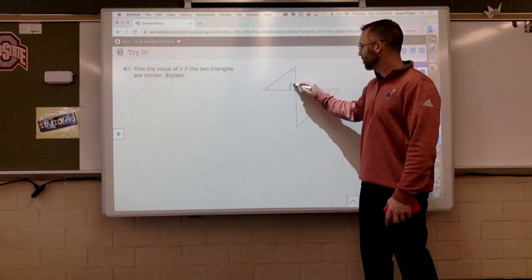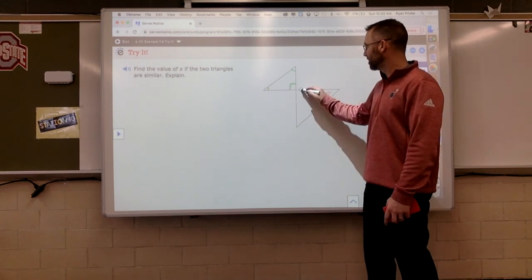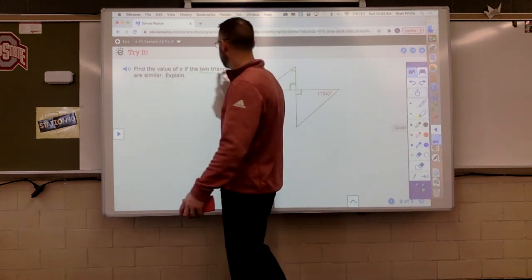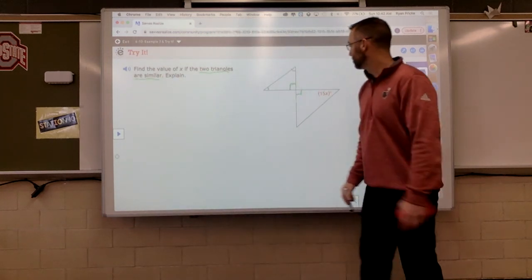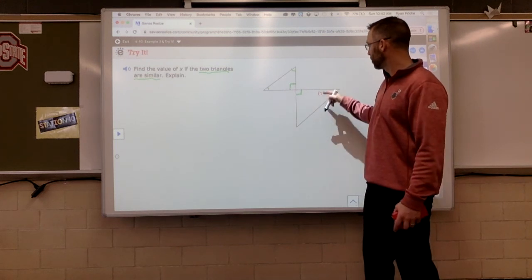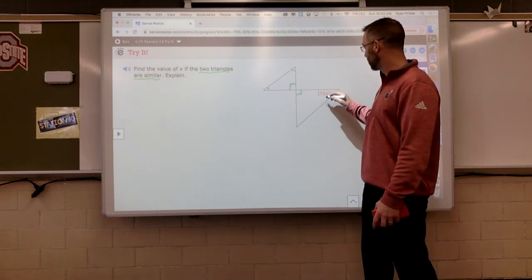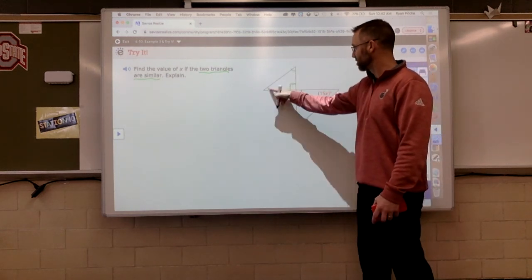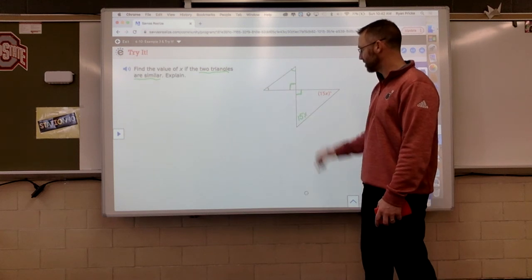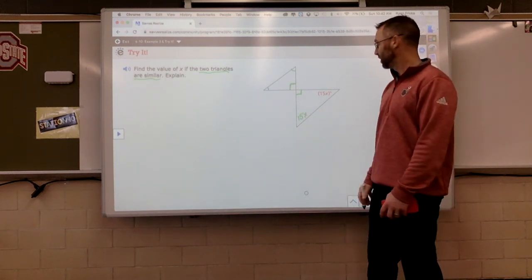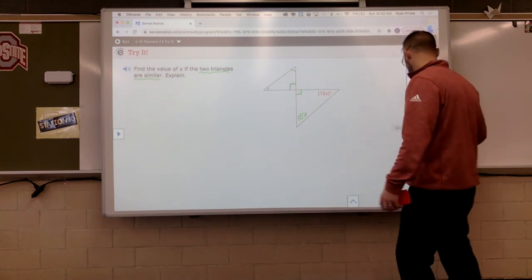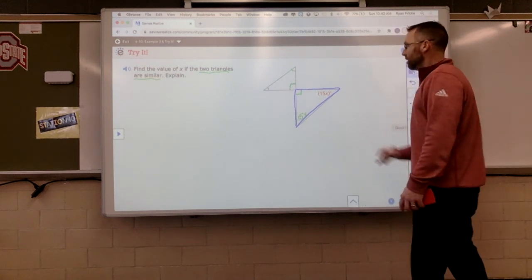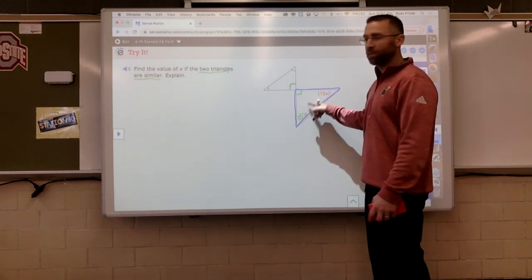So this is 90 degrees here. This is 90 degrees here because those are vertical angles. Now it says these two triangles are similar. They're similar, which means this angle and this angle are congruent, and this angle and this angle are congruent, and these two angles are congruent. So that means this is 15x as well. So let's write an equation now to find and solve for the value of x.